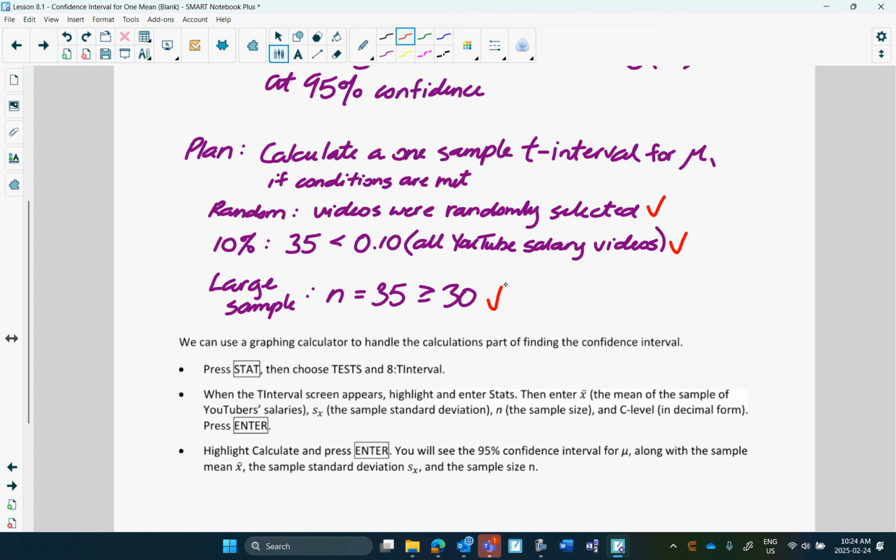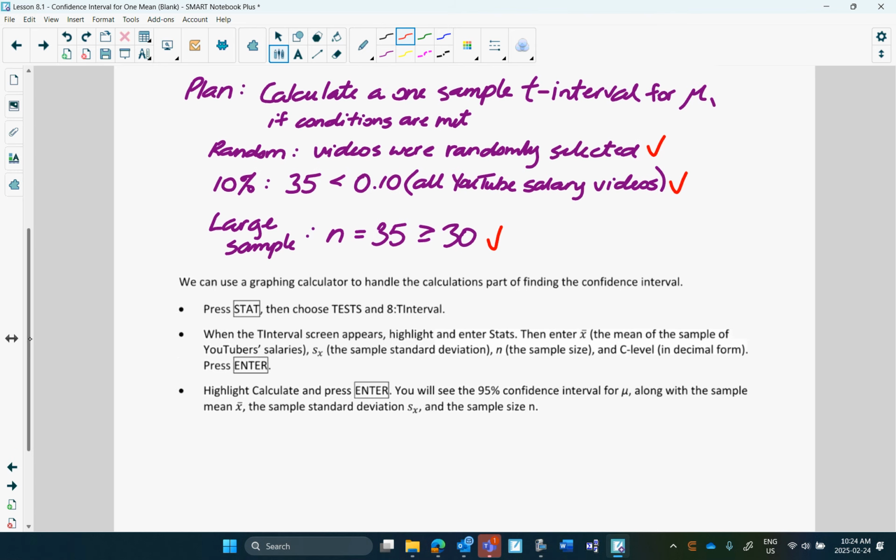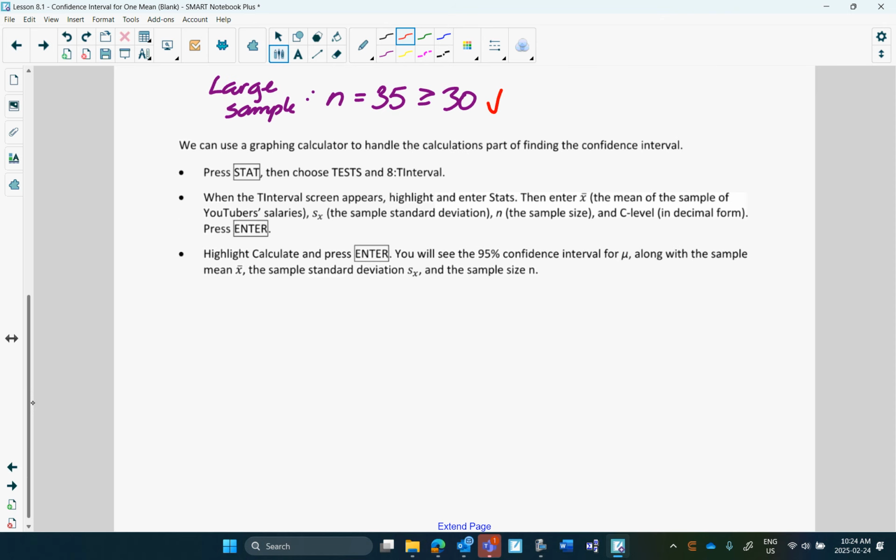That means that we can proceed with the do step, which in this case is under tests again. It's a t interval we're going to do. Remember with z intervals, it was one sample z interval. It's just t interval on our graphing calculator. So if you go to the do phase, and you go to stat, scroll across to tests, and if you scroll down, I believe it's number 8, yeah, t interval. So we're doing a t interval.